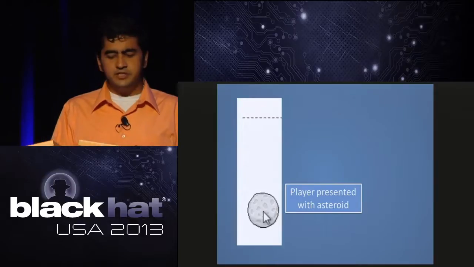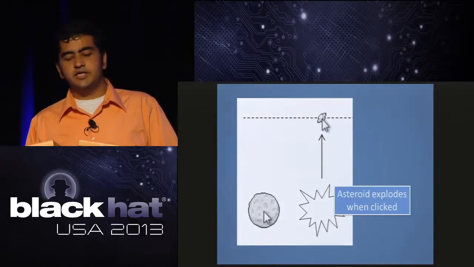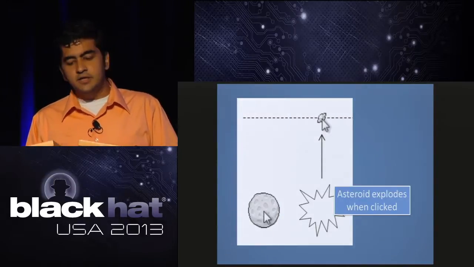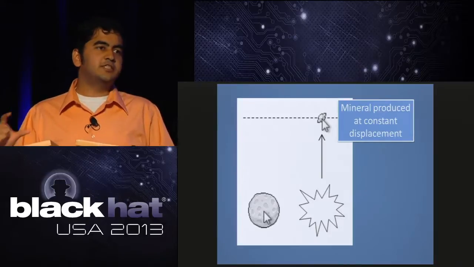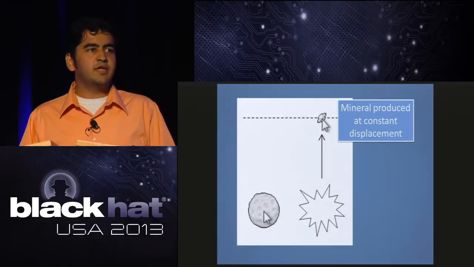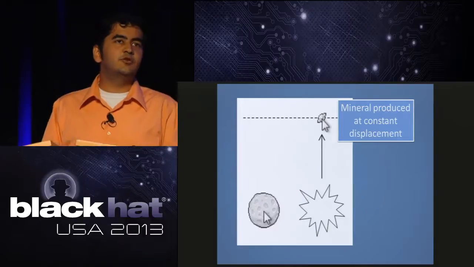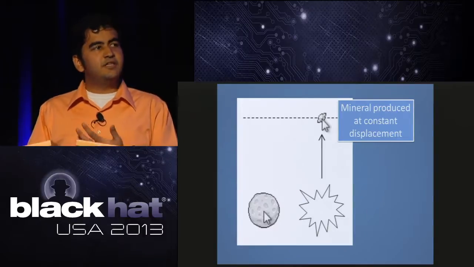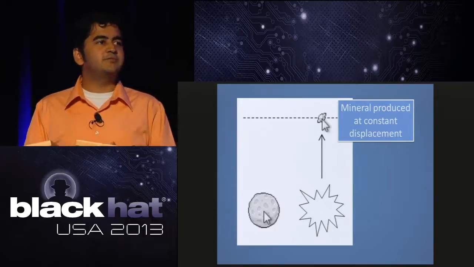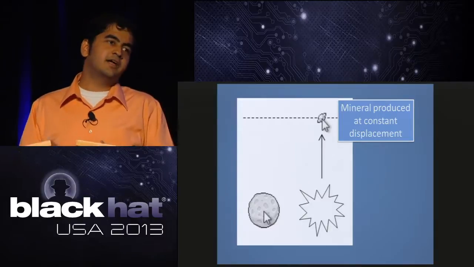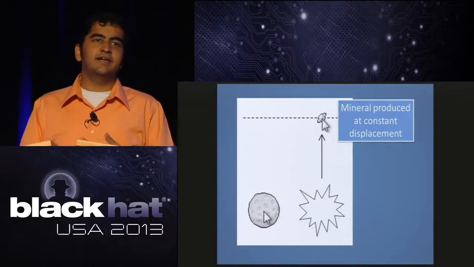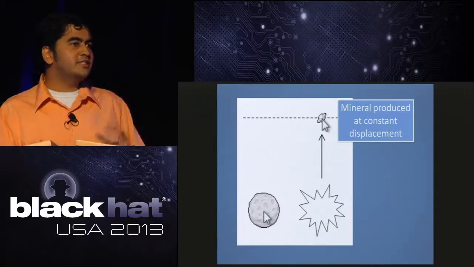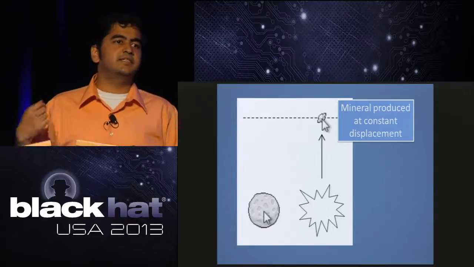Player is presented with an asteroid. When the player clicks on it, the asteroid explodes and a mineral pops out. The mineral is produced always at a constant distance from the asteroid. Now we get the user to do this game again and again and again. After a while, the user gets used. His motor system adapts to doing this click, move, click action again and again very quickly. The user's motor system adapts to do this in a single shot, in a single stroke.